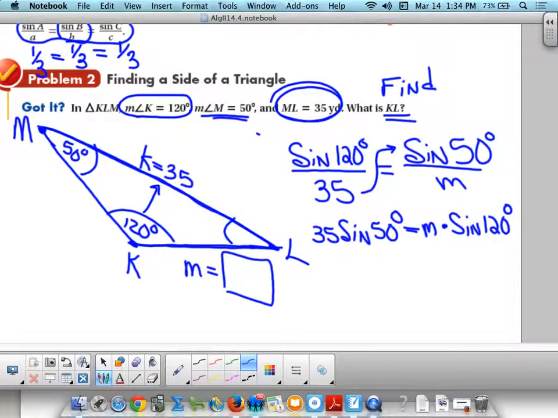Get that first part down, and then it's quick and easy. What do we do next? How do you get rid of multiplication? What are we going to divide by? Sine of 120. If you want M all by itself, sine of 120 divided by itself is gone. This is the answer as soon as you type this in.